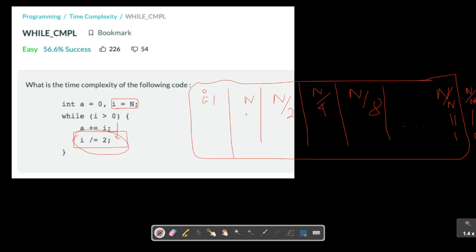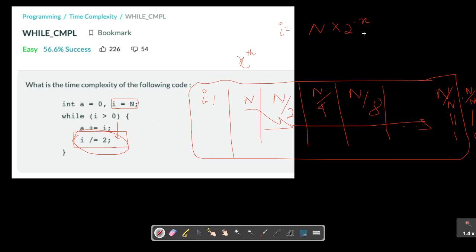So what we can see is each time it's getting reduced by half. So let us try to formulate it for any x iteration. What will be the value of I? If we try to generalize, the value of I is equal to, the initial one is n, so n into 2 to the power minus x.